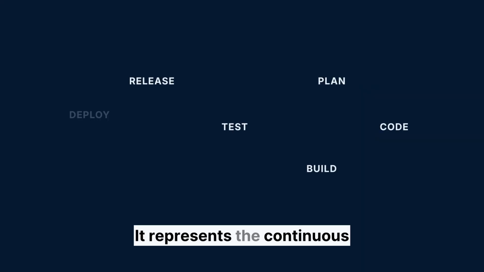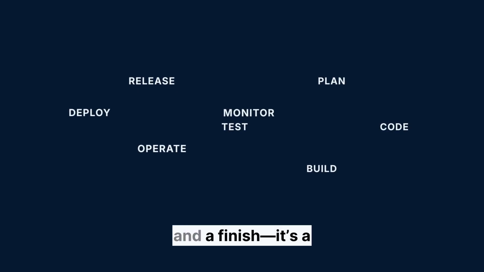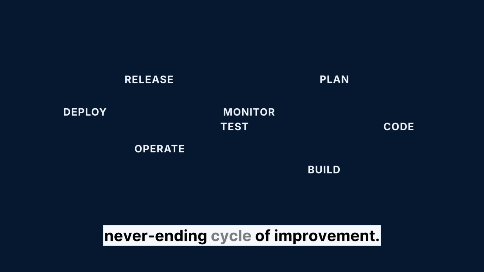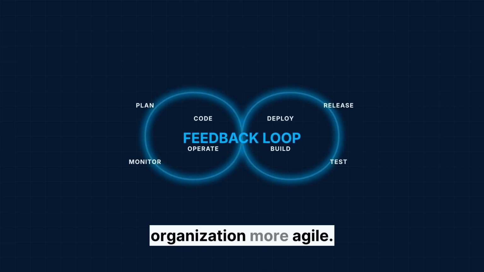You've likely seen this infinity loop. It represents the continuous nature of DevOps. It's not a linear path with a start and a finish. It's a never-ending cycle of improvement. The key is the feedback loop. We build, we deploy, we monitor, and we use that data to plan the next set of improvements. This makes the whole organization more agile.